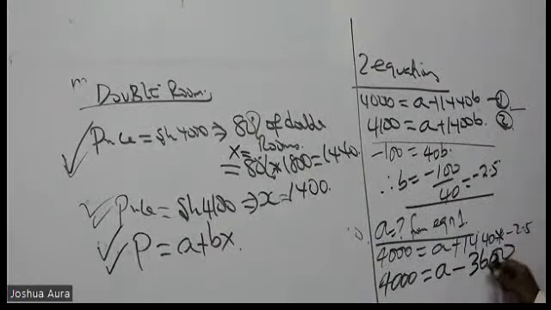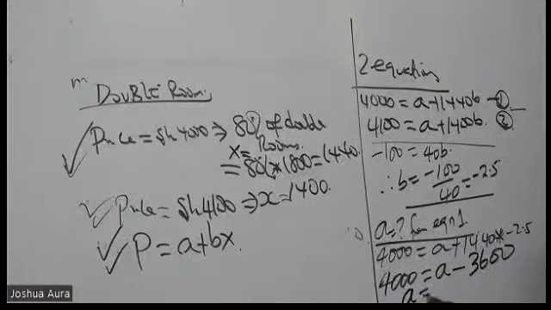So let this cross over the equal sign. When it crosses over the equal sign, it becomes positive, right? So A equals 4,000 plus 3,600, which is 7,600. That is A. And I have B.